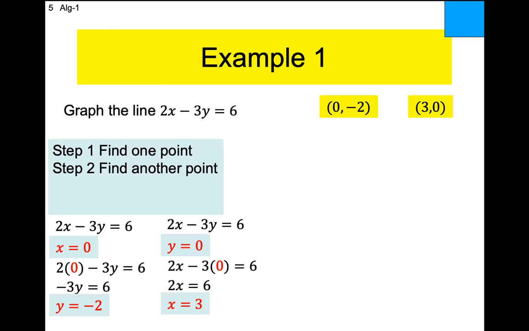Because we want to make our life easy, we pick the easiest number out there, 0. How did I know to pick 0? Because I want the math to be easy. You okay? All right. I got 2 points. Guess what the next step is? Graph and play connect the dots.